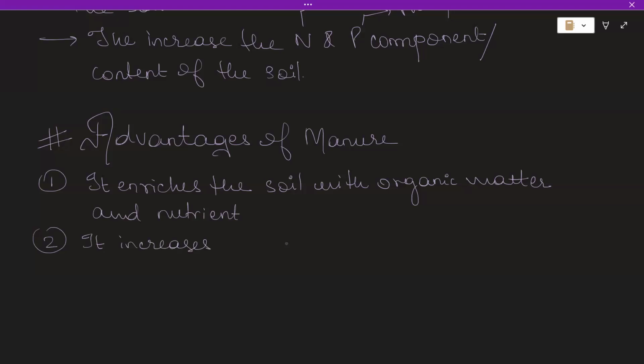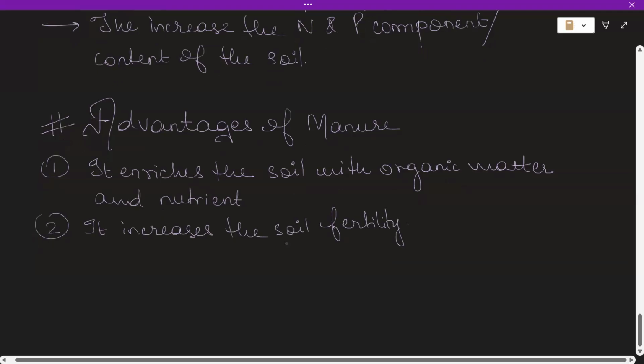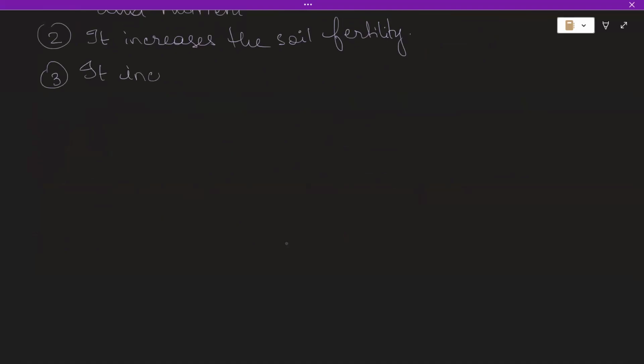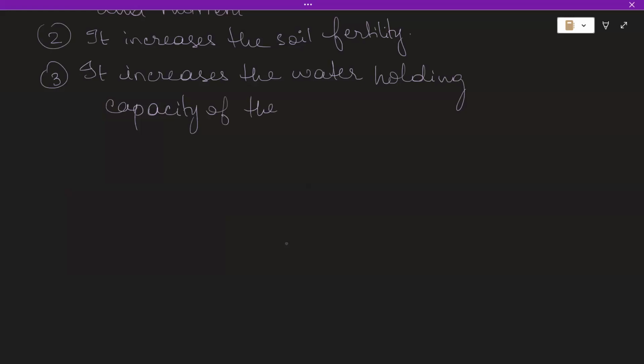It increases the soil fertility, the most important thing. It makes the soil very fertile. Third, it increases the water holding capacity of the soil. It means that it makes the soil very porous. It makes the soil hold a lot of water. So it increases the water holding capacity of the soil.